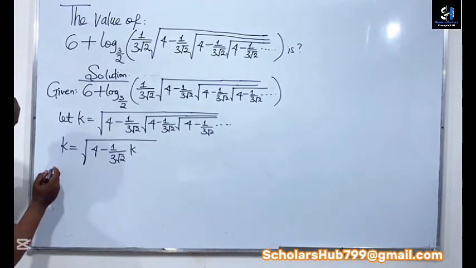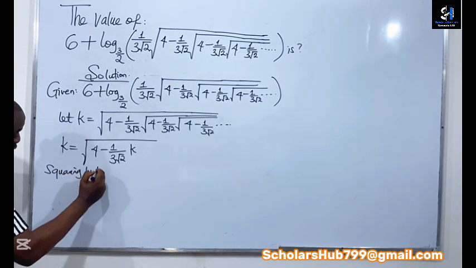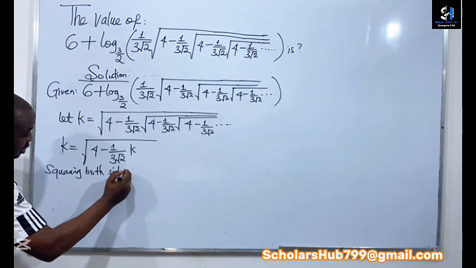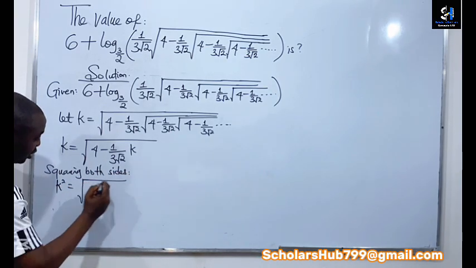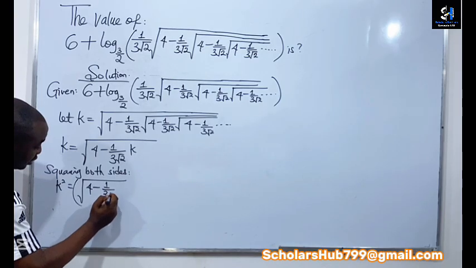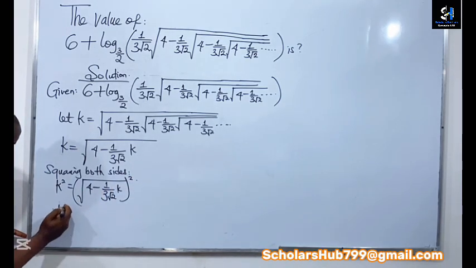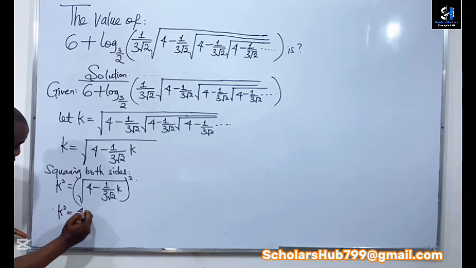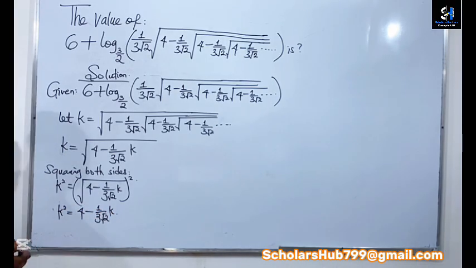All right, so this is where we can now square both sides. So squaring both sides, we can now have k squared equals the square of root 4 minus 1 over 3 root 2 k raised to the power of 2. So this will be k squared equals 4 minus 1 over 3 root 2 times k.